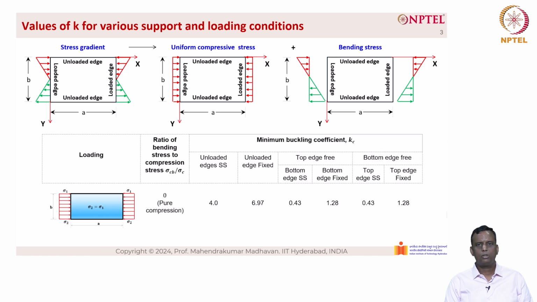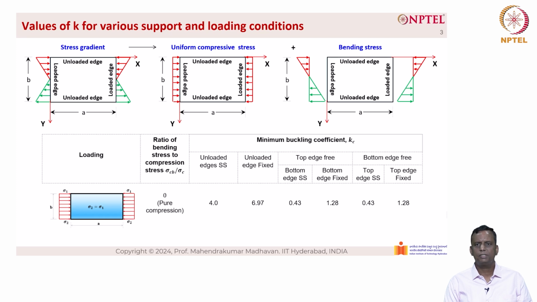The next column talks about when the unloaded edges are fixed. When the unloaded edges are fixed, the value of k is given as 6.97. The third column talks about the top edge being free. So when the top edge is free, there are two conditions. The bottom edge can be simply supported or the bottom edge can be fixed.